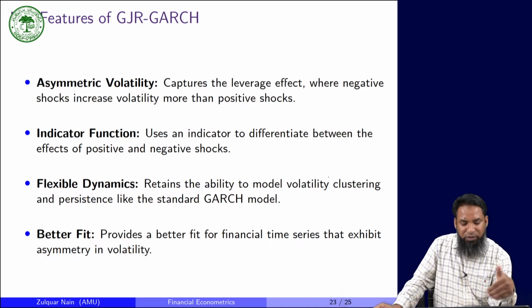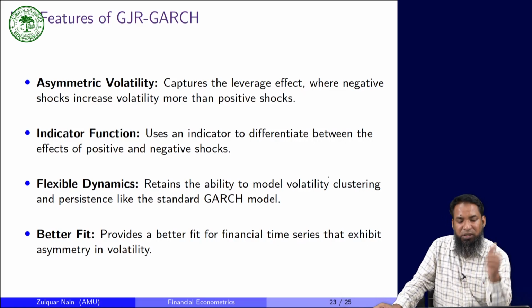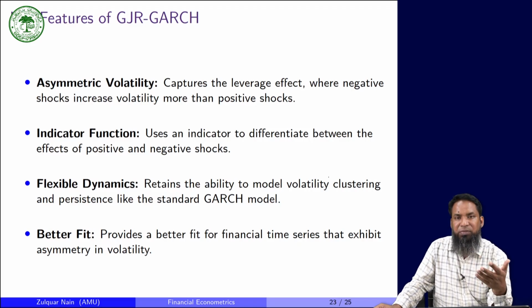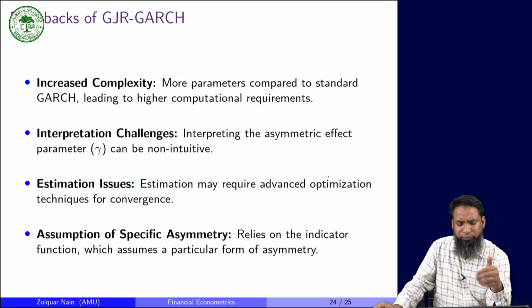So what are the key features? First, it can capture the asymmetric phenomenon of volatility. Second, the indicator function is quite simple to include, and it has flexible dynamics. It retains all the features of the basic GARCH model, and it provides a better fit for financial time series that exhibit asymmetry in volatility.